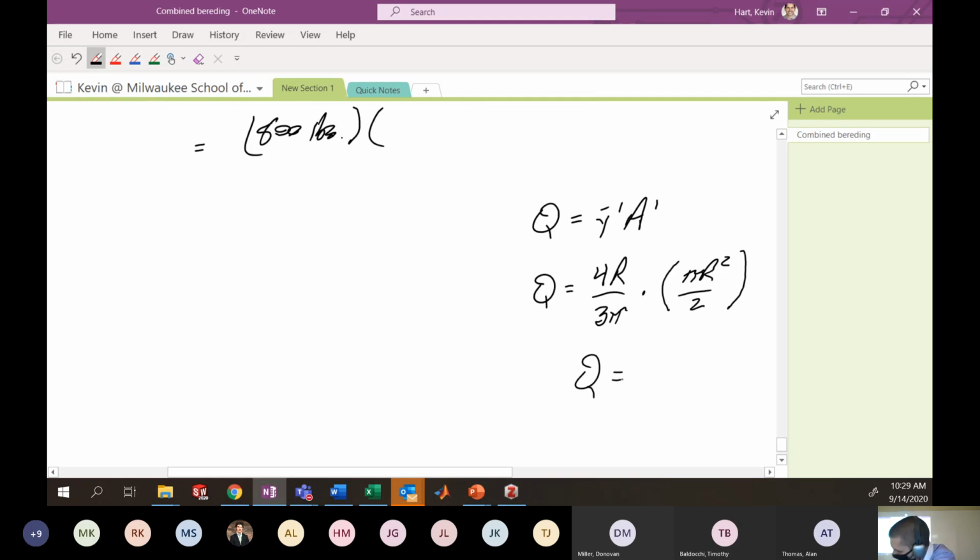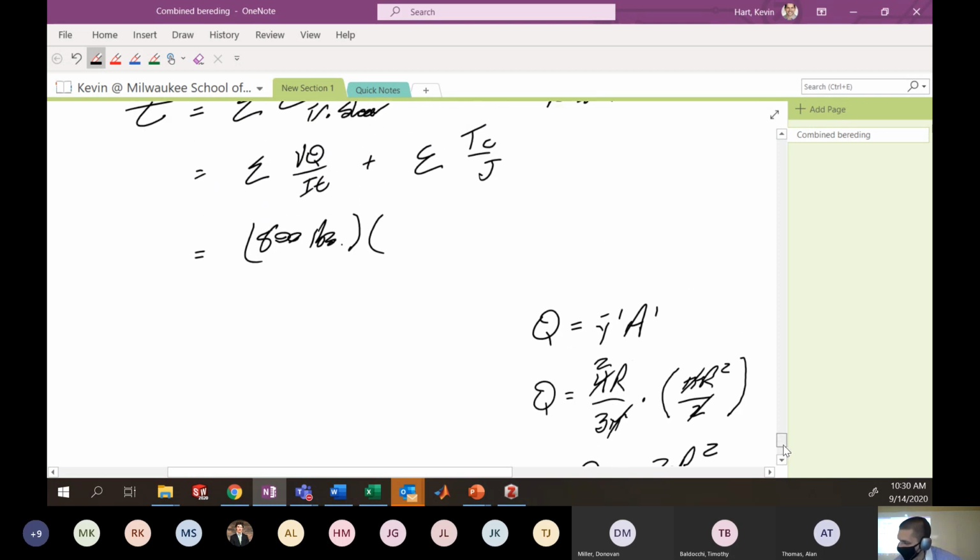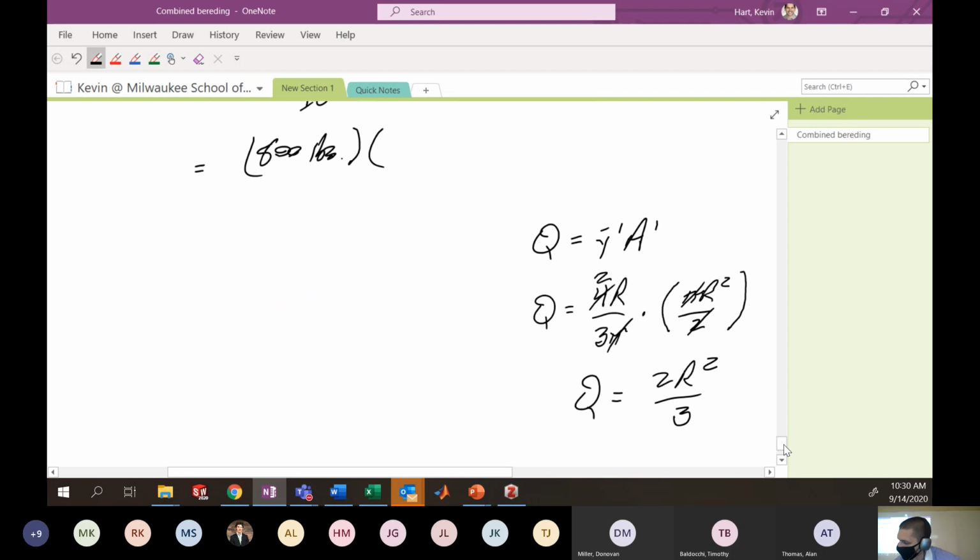For simplification's sake, we can whittle this down a little bit. Get rid of a pi, get rid of a pi, reduce this to 2, and you're going to end up with 2r squared over 3. We can now use that in our calculation of the transverse shear stress. So 2r squared on 3 here will be 2 times 0.75 inches squared on 3.